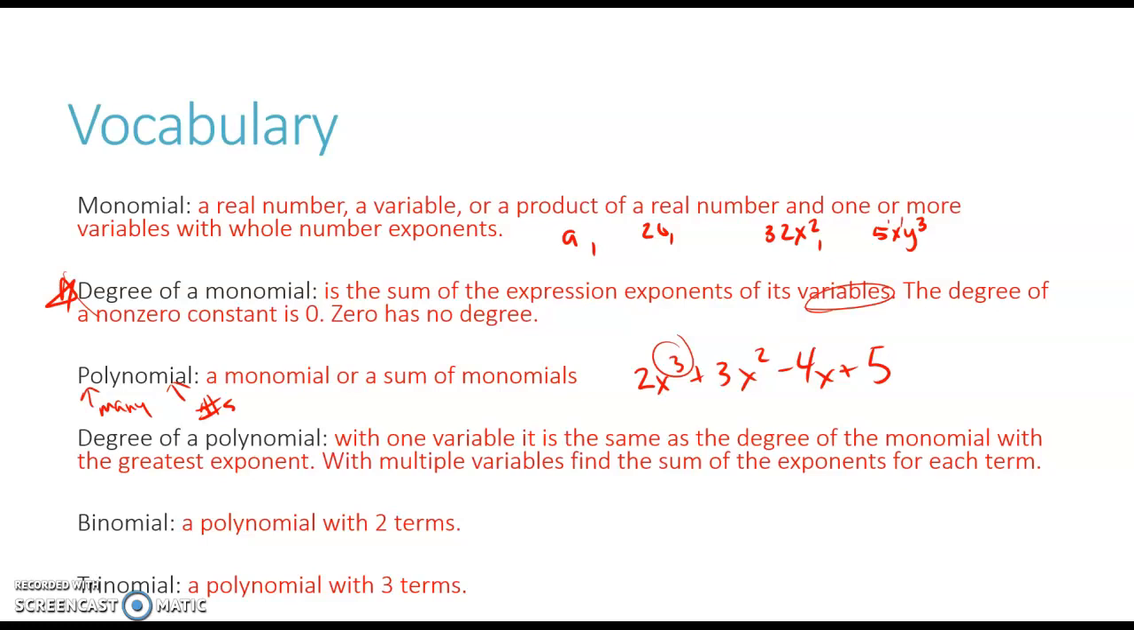All right, a couple examples using this vocabulary. We're going to find the degree of these monomials. Again, we just want to look at the variable. The 5 is awesome, but I want to look at the variable and its exponent. This one has 1, so it's 1st degree. On this one, we have x and y, so we're going to take 3 plus 2, which is 5. So we have a 5th degree.